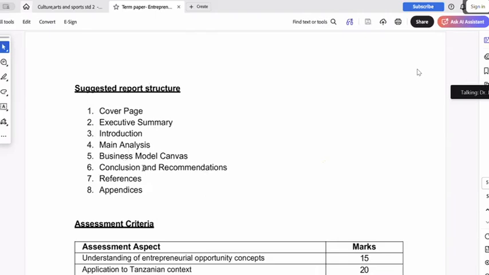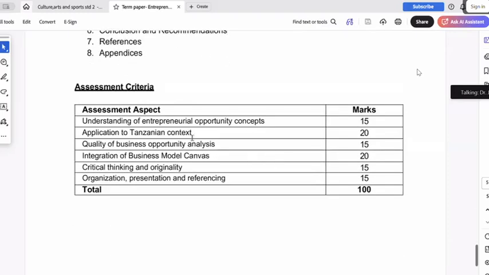You are not strictly bound to this. You can come up with your own, but we expect that your work will have a cover page, executive summary, introduction, the main analysis, the business model canvas, conclusions and recommendations, references and appendices. That means most of the parts we have discussed from A to F will be under the main analysis, as well as the business model canvas, and the last one will be in the conclusions and recommendations. You need to provide references and appendices, any supporting documents that you have. Maybe if you have some data from the industry, whichever the case, you can provide it as part of the appendices.